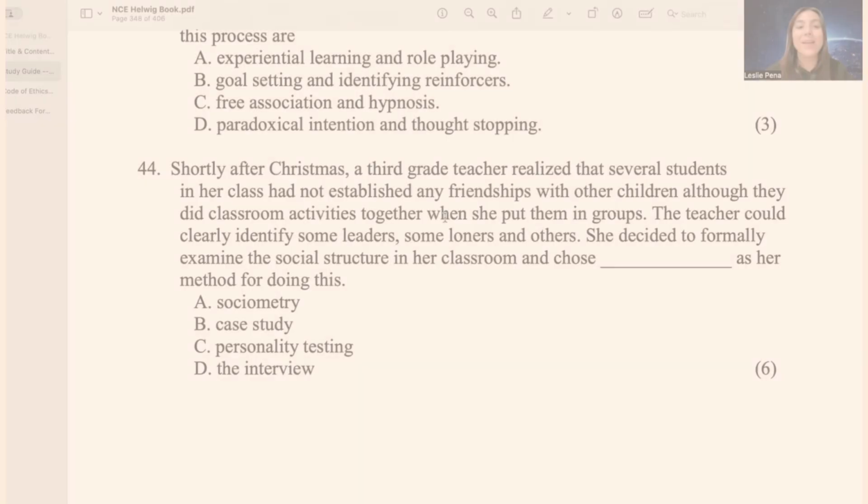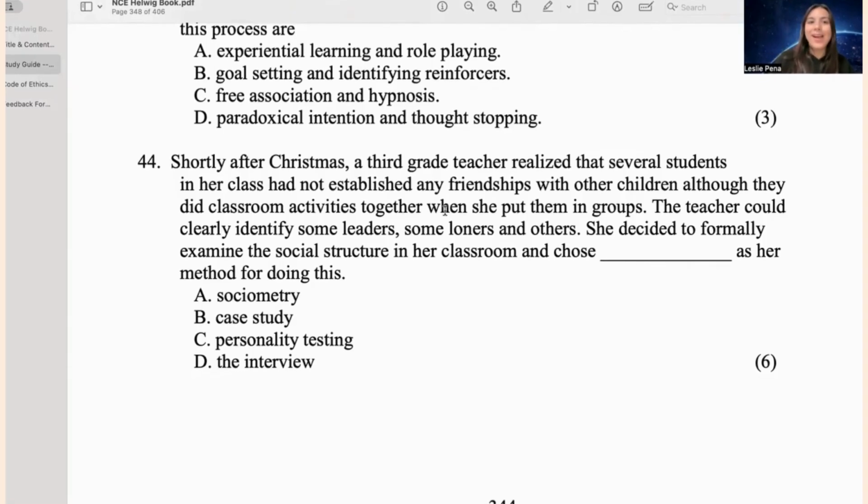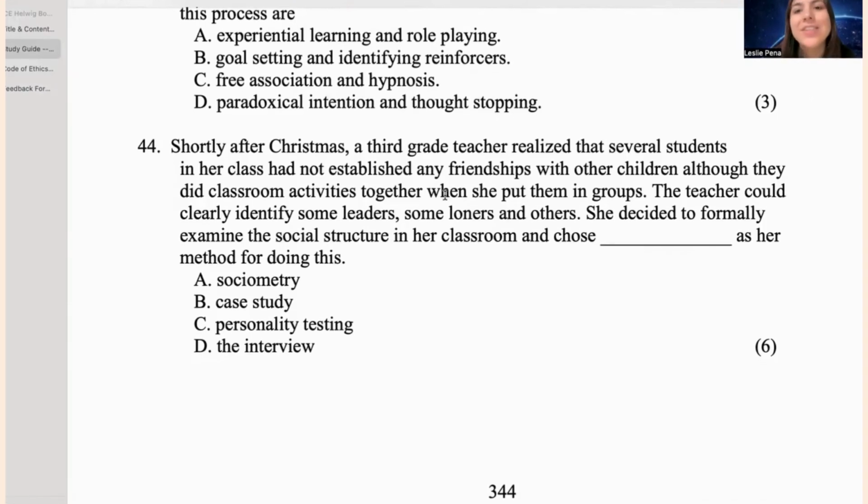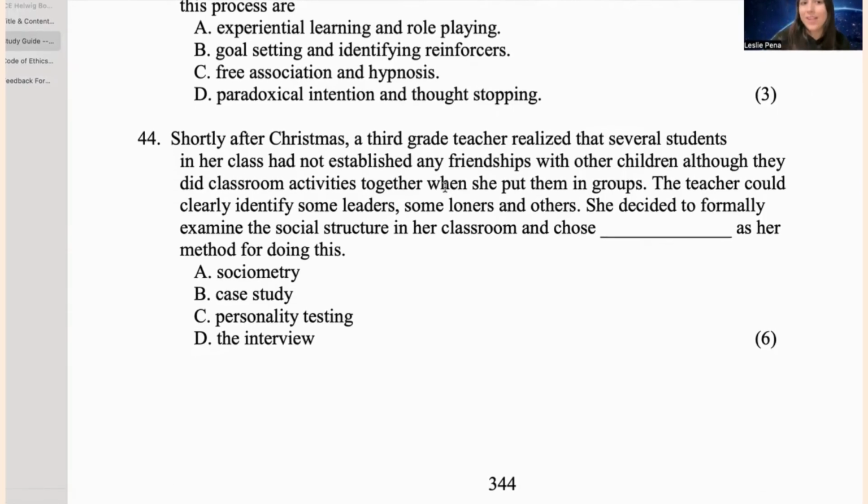Next, number 44. Shortly after Christmas, a third grade teacher realized that several students in her class had not established any friendships with other children, although they did classroom activities together when she put them in groups. The teacher could clearly identify some leaders, some loners, and others. So she decided to formally examine the social structure in her classroom and chose what blank as her method for doing this.